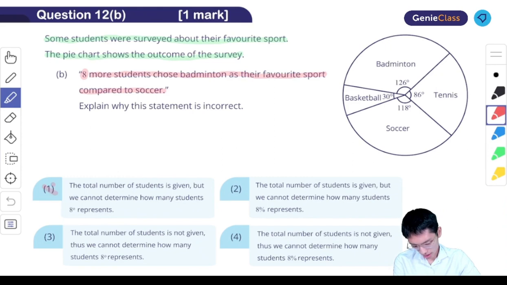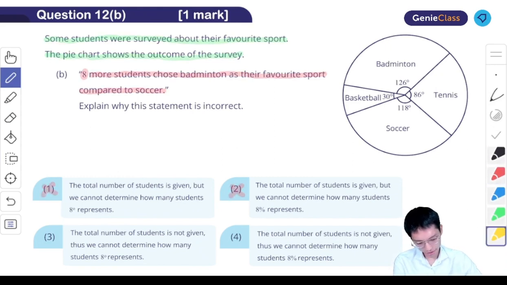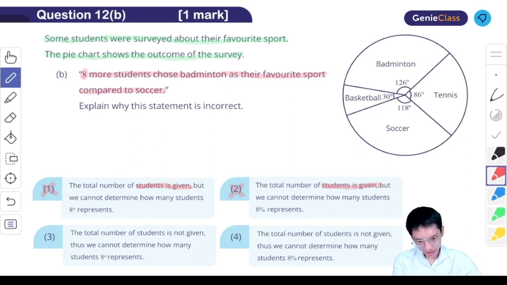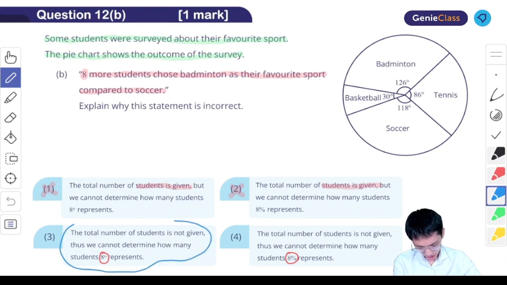1 and 2 are not correct because the total number of students is not given. This is the error over here. What I'm highlighting is the error. But take note of the keyword over here. Is it 8 degrees or is it 8%? That is why the units in pie charts are very, very important, which therefore is my answer, because in a pie chart we are looking at 8 degrees.